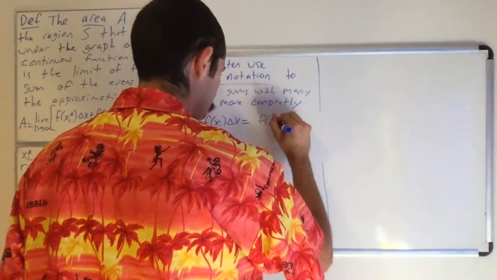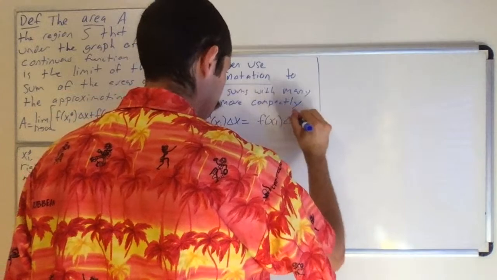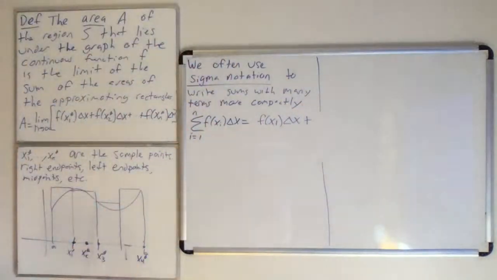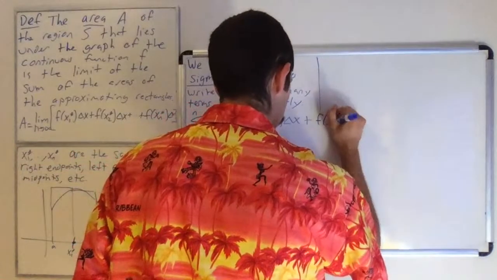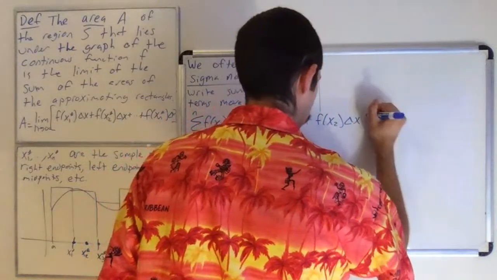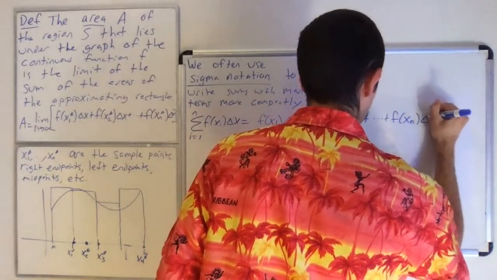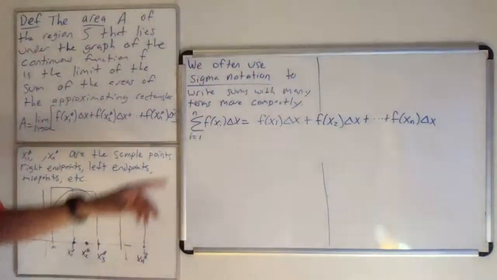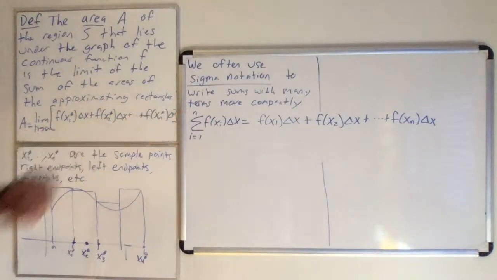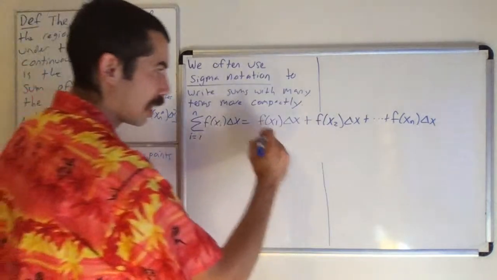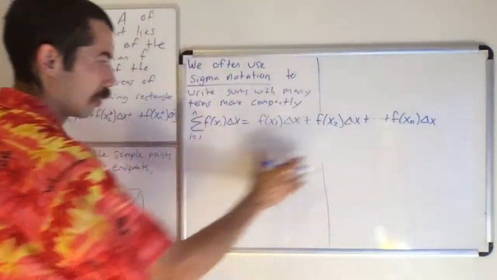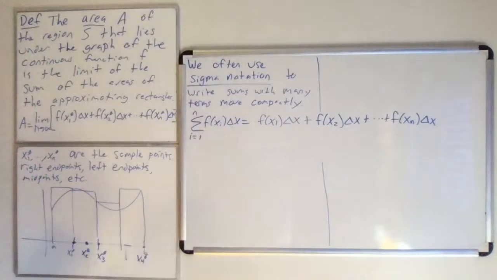So f of x sub 1 delta x plus, and now we go up to 2. And we continue to add terms until we hit the number n. Okay, so instead of writing out this sum with n terms in it, we can write it more compactly using this sigma notation.